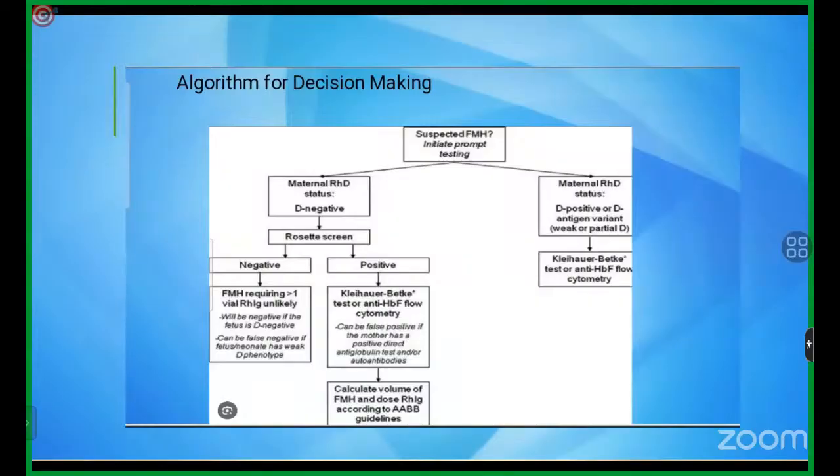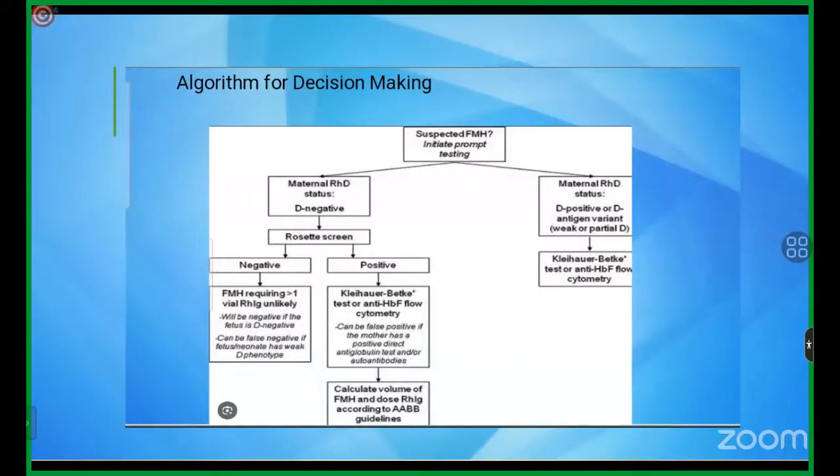and we need to consider whether to give a certain dosage of anti-D or avoid giving this dose. So if the Rosette screen is positive, the KB test or flow cytometry can follow. We should consider that KB can be positive if the mother has a positive direct antiglobulin test and/or autoantibodies. So this can bring about false positivity, and we should be aware of this, especially when we are doing our cross match.